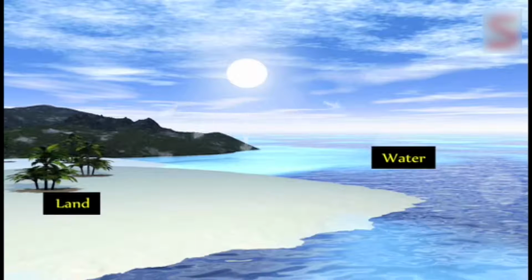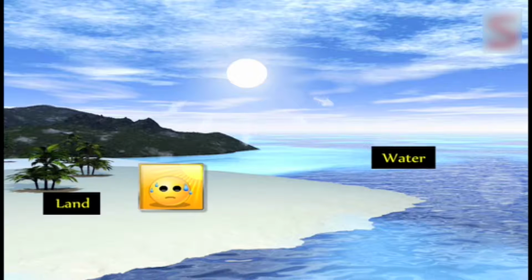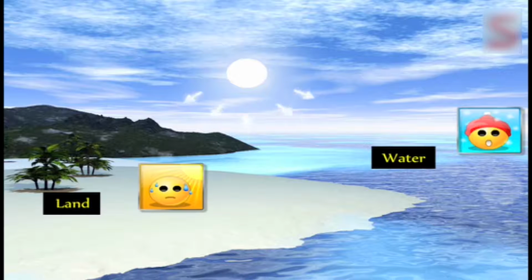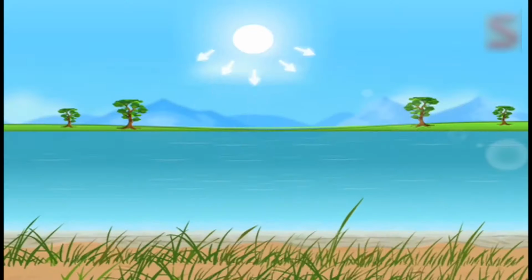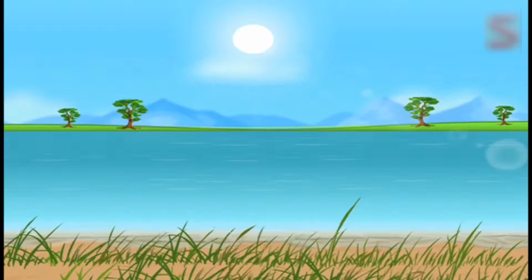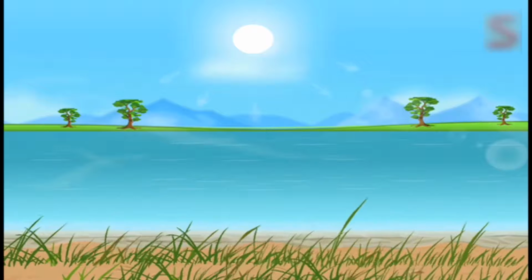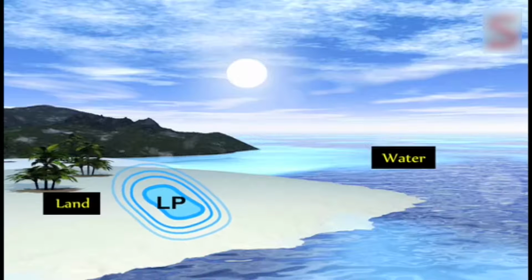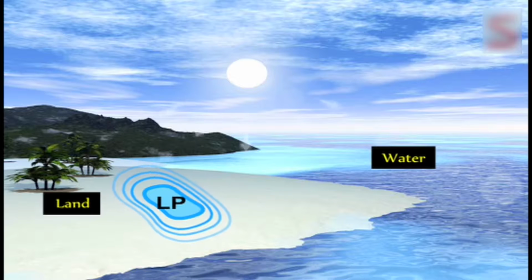Students, this has a huge impact on the climate. One of the major effects is the creation of land and sea breezes. In this figure, we can see the land is warmer during the day while the sea is cooler. As the water in the sea heats up slower than the land, the air over the sea will be much cooler. The warm air over the land will rise, resulting in low pressure on the surface.